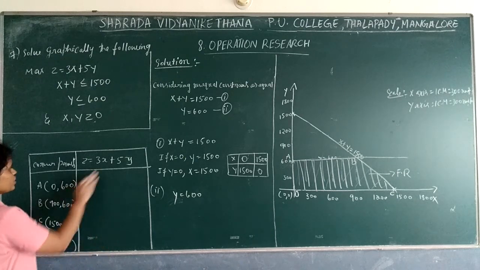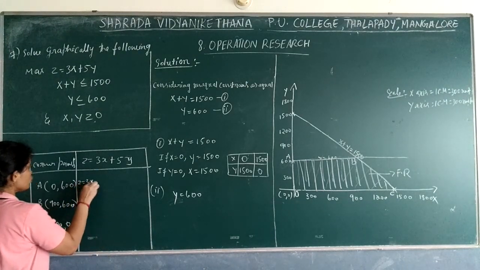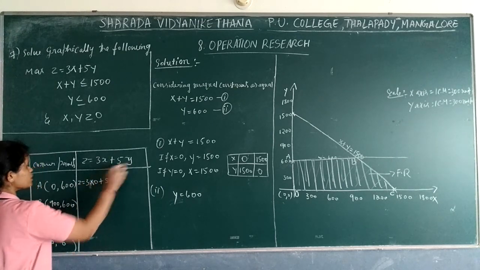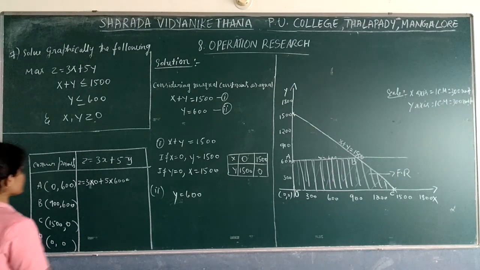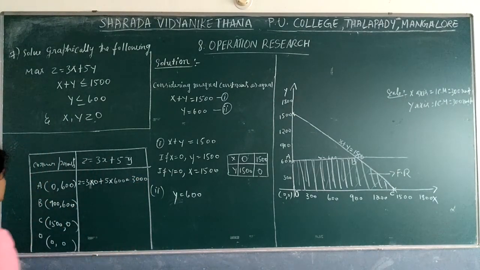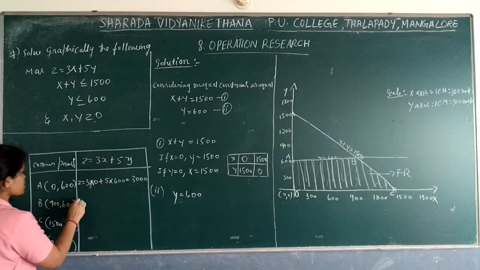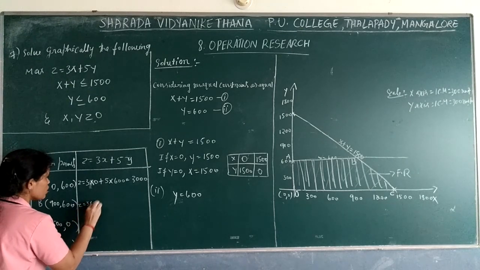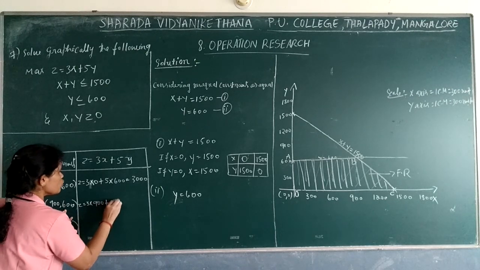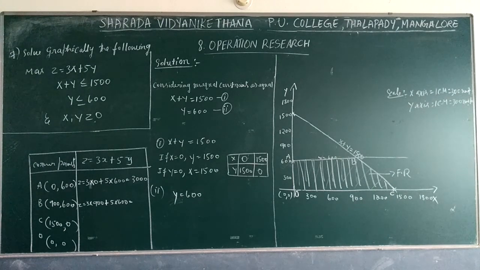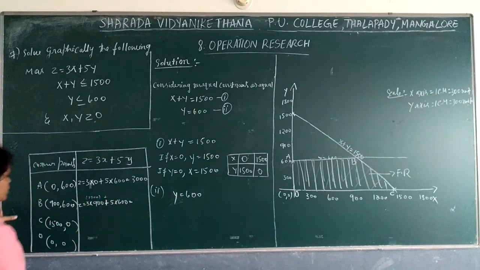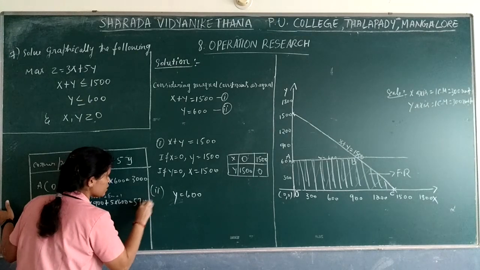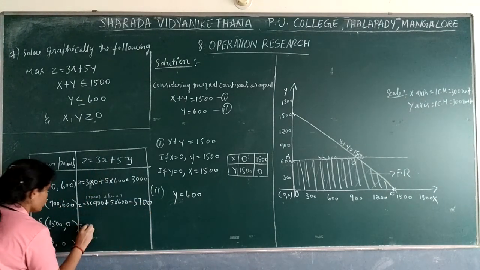Now substitute into the equation. Here, first one: 3 into 0 plus 5 into 600. So 5 into 600 gives 3000. For the first one we get 3000. Next, the second one: 3 into 900 plus 5 into 600. 3 into 900 is 2700, plus 5 into 600 is 3000. So when we total it we get 5700. Then the next one, Z is equal to 3 into 1000.